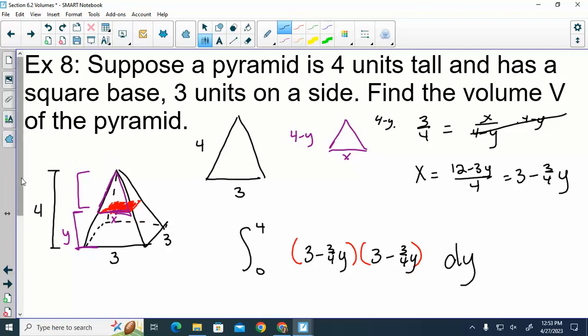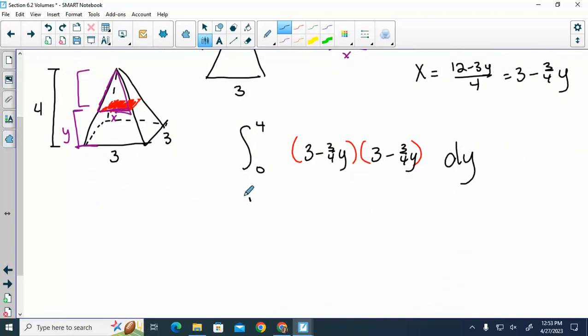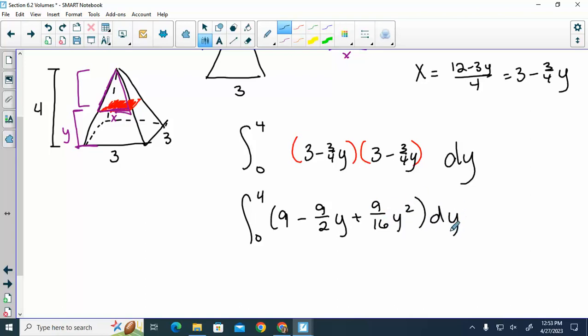Okay. So now, before we integrate, we need to FOIL. So we get 9 minus 9 halves y plus 9/16 y squared. So the antiderivative of 9 would be 9y. The antiderivative of 9 halves y would be 9/4 y squared.